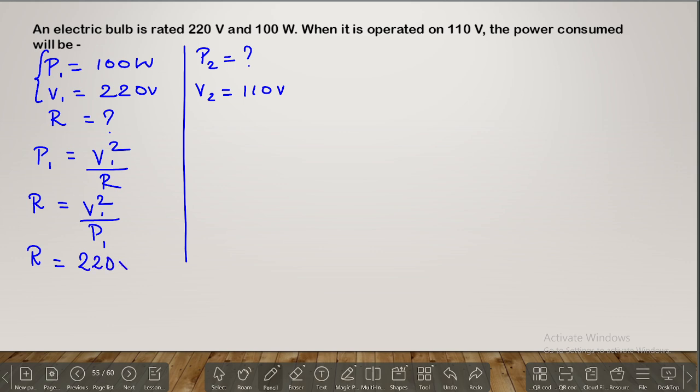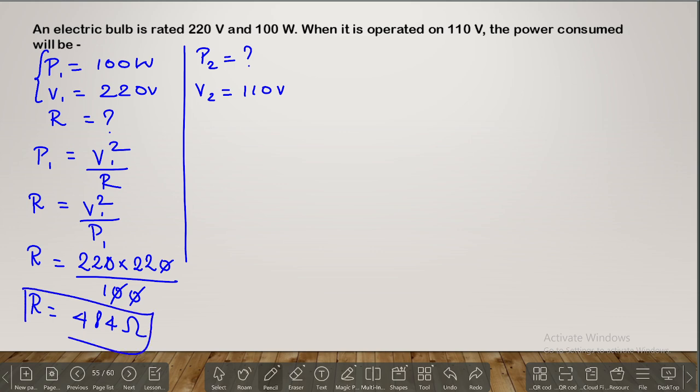220. V square means 220 into 220 by, what is the value of power it is given? 100. The zeros, you can cancel each other. Then R will be equal to 22 into 22, 484 ohm. Now, the resistance of the bulb we found. What is the resistance of the bulb we calculated? 484 ohm. Now, by using this value, we can calculate the power.